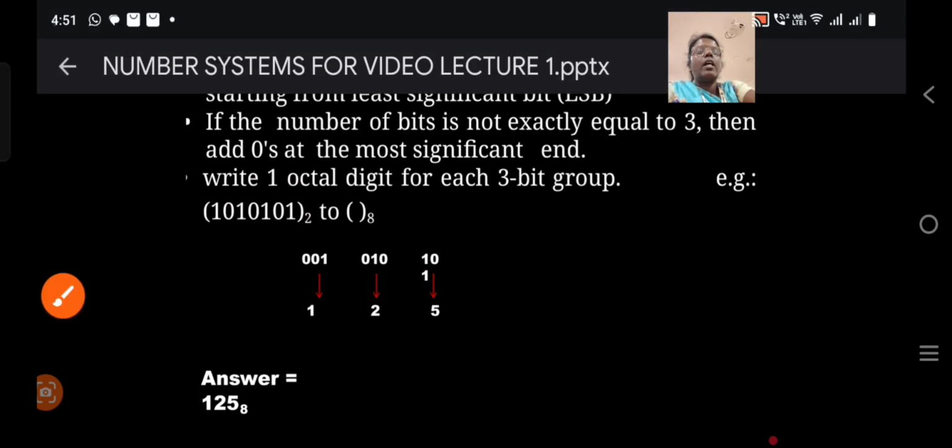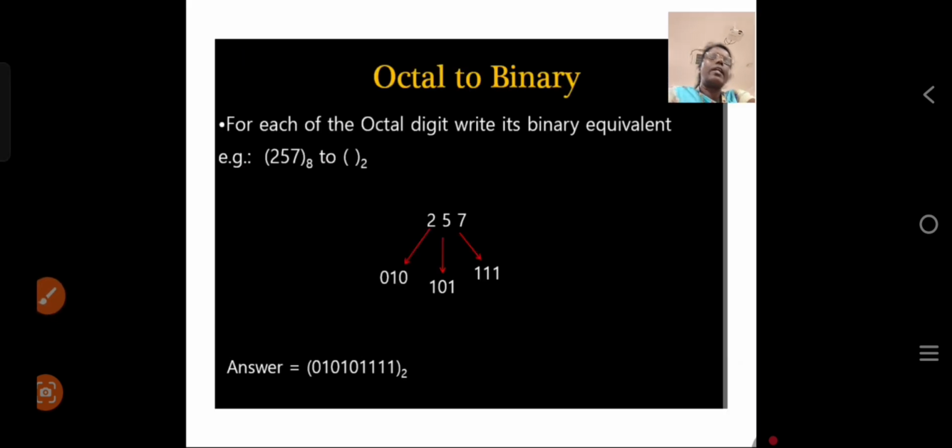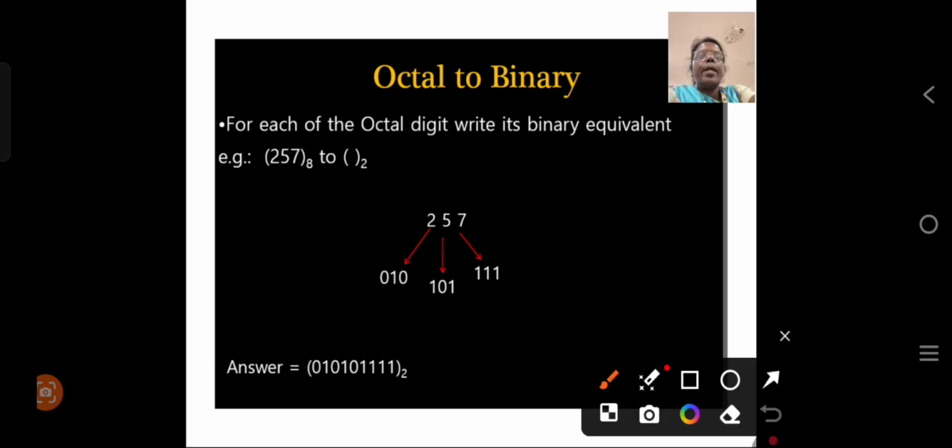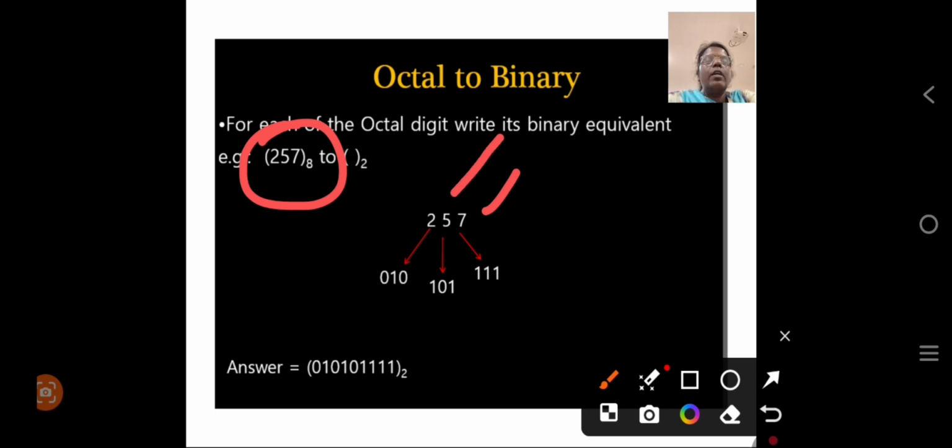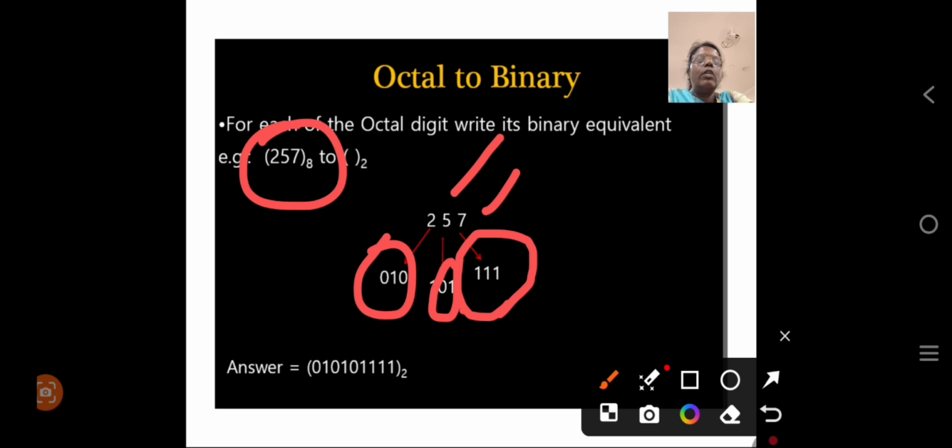In the same way, we can convert in the reverse order, octal to binary. If an octal number is given, it can be converted to binary by replacing each octal digit with the 3-bit binary code. For example, 7 in octal is replaced with 111, 5 is equivalent to 101, and 2 is equivalent to 010. Now what is the equivalent binary number of 257? It is 010101111.